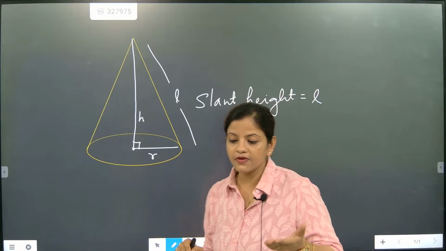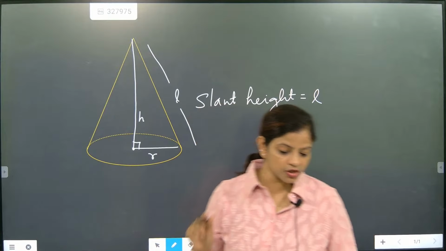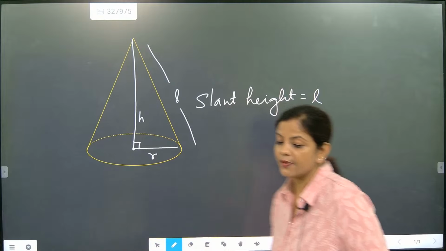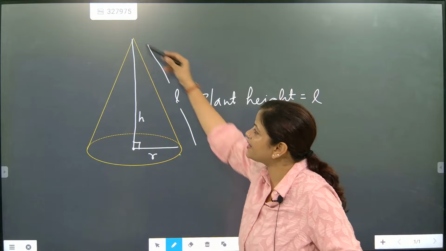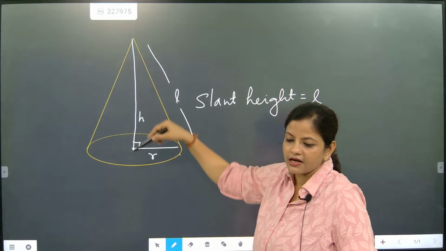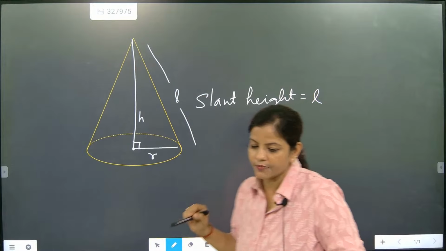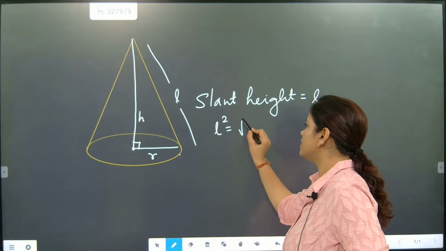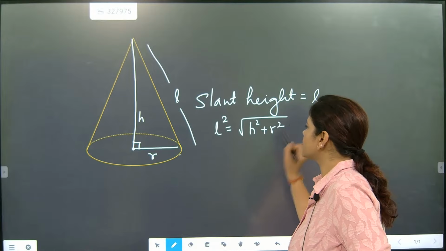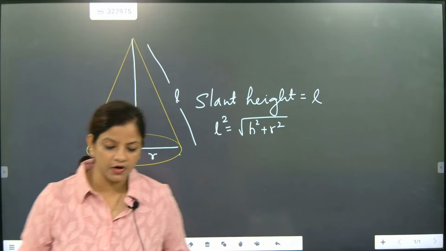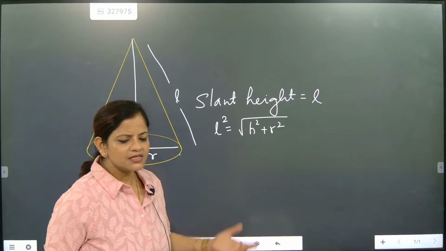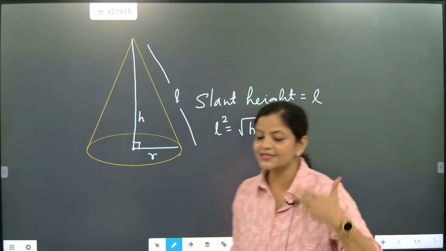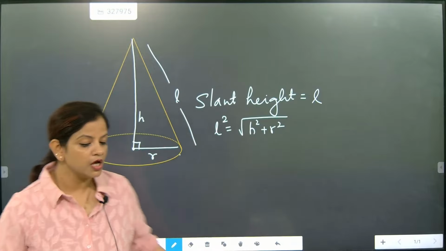Now if somebody asks you about slant height, what are you going to say? See, this is making a Pythagoras. This is exactly a right angle triangle, so we can apply the Pythagoras theorem, and we can write one very important point: L square is equal to h square plus r square. That is, slant height square will be equal to h square plus r square. That's the slant height part. I hope you have understood.